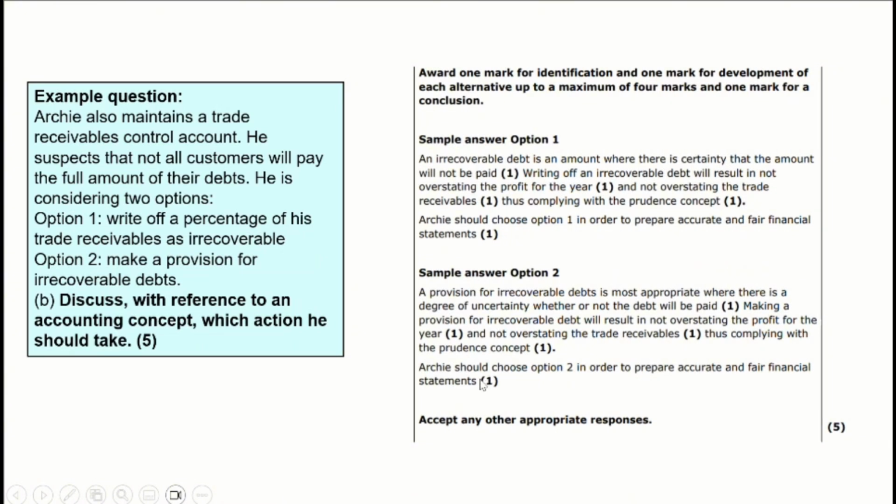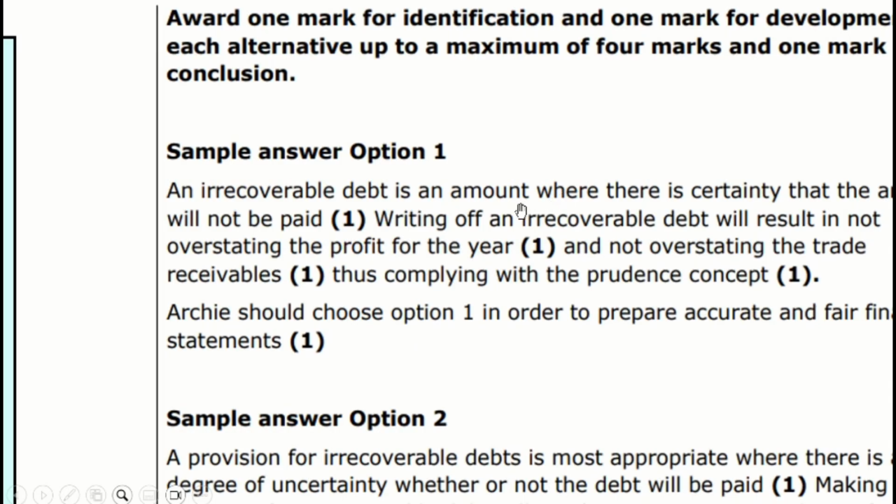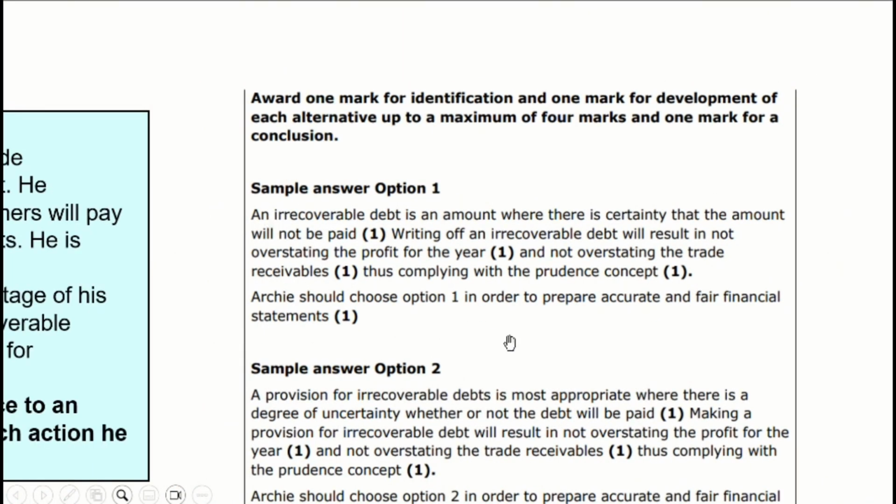These are the 2 sample answers given in the marking key. If you opted to consider option 1, then this should be the answer. An irrecoverable debt is an amount where there is a certainty that the amount will not be paid. Writing off an irrecoverable debt will result in not overstating the profit for the year and not overstating the trade receivables, thus complying with prudence concept. Therefore, Archie should choose option 1 in order to prepare accurate and fair financial statements.